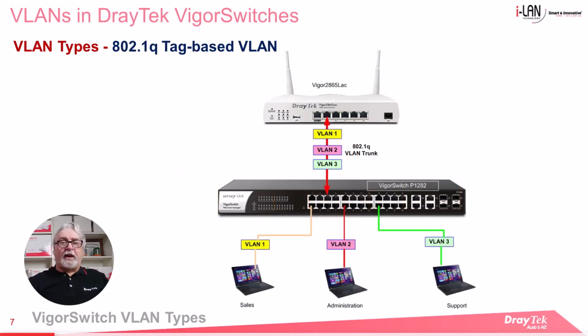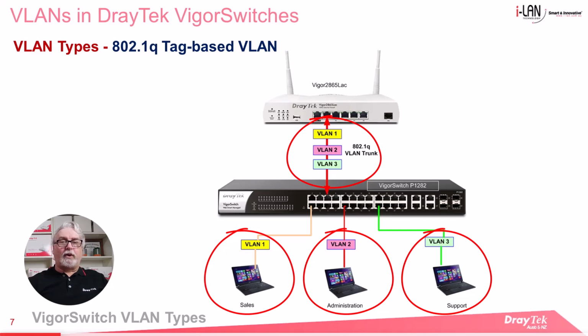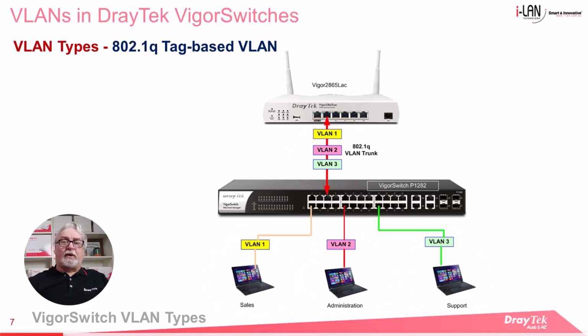The next type of VLAN used in VigorSwitches is the 802.1q tag-based VLAN. This is where a single LAN cable from the router to the VigorSwitch provides the VLAN trunk connection. In the diagram here, we have 3 VLAN groups to cater for 3 different work groups or departments, and all through a single cable to the router. If you'd like more information on this, I'll leave a link to the previous webinar in the description below.